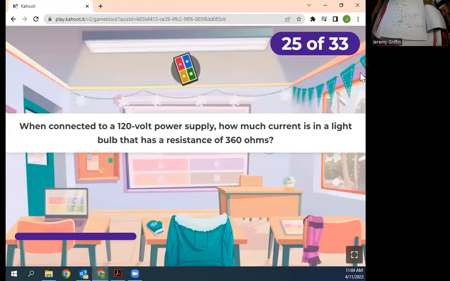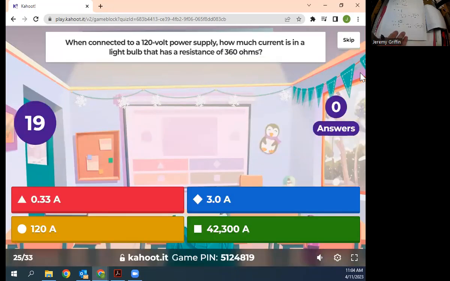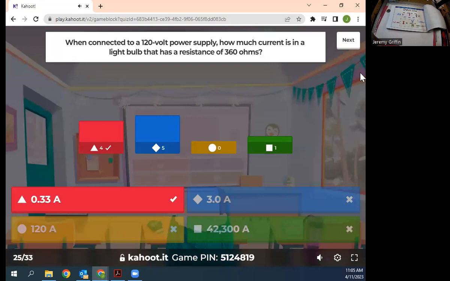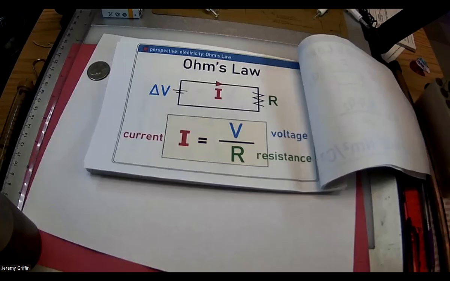When connected to 120 volts, how much current is in a light bulb that has a resistance of 360 ohms? Yeah, a third of an amp. Oh, okay. Sorry, maybe that wasn't enough time. Right, a third of an amp. All right, so switch over here.